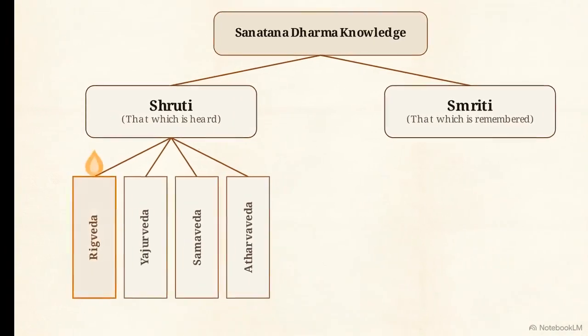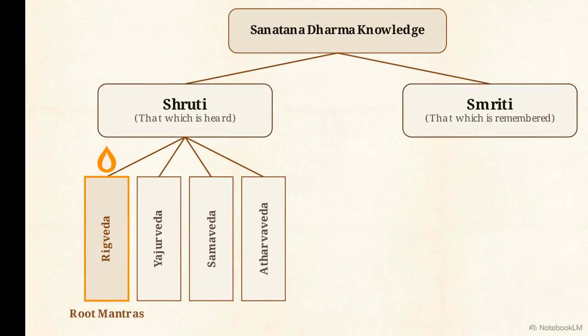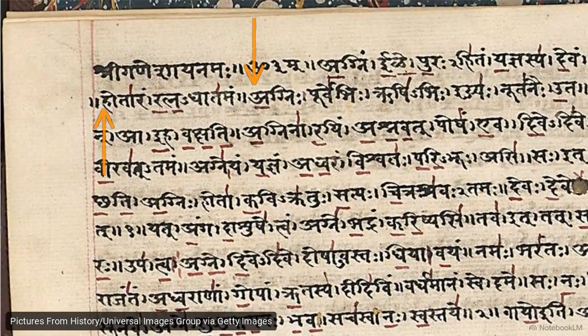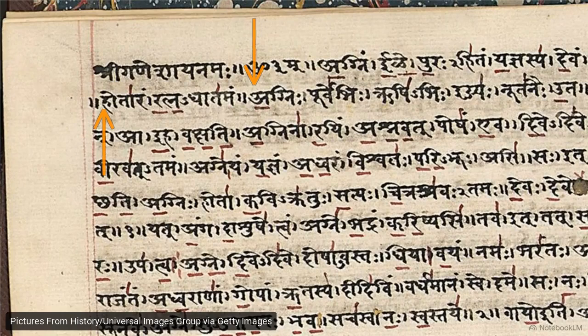The first pillar is the Rig Veda. It forms the base of the architecture, compiling thousands of root mantras as praises to the deities. This manuscript of the Rig Veda shows the ancient Sanskrit Devanagari script. Notice the red accent marks. They dictate the precise meter and pronunciation for these early invocations.